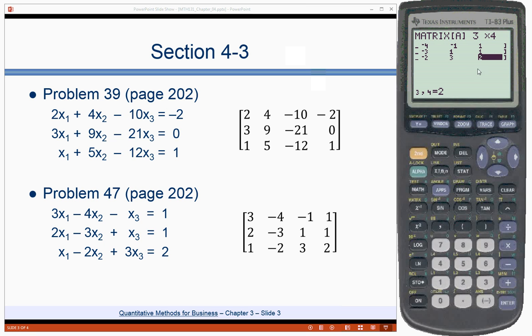Let's make sure I got it right. 1, 1, 2, minus 1, 1, 3, minus 4, minus 3, 2, and 3, 2, 1. So I got that right. And again, let me clear all this out. I'll do it instead of recalling previous entries.